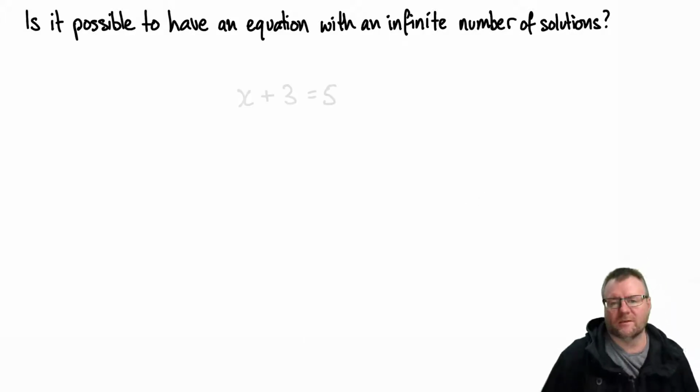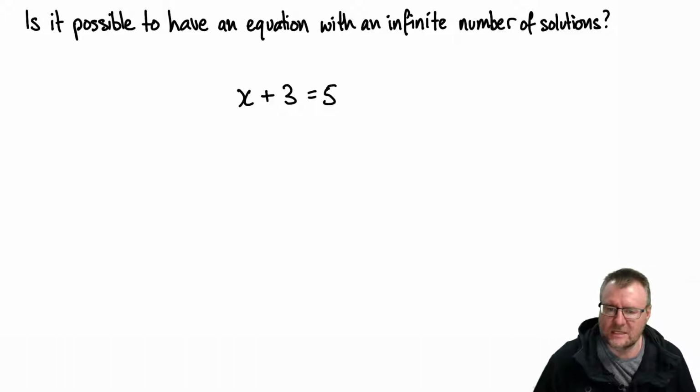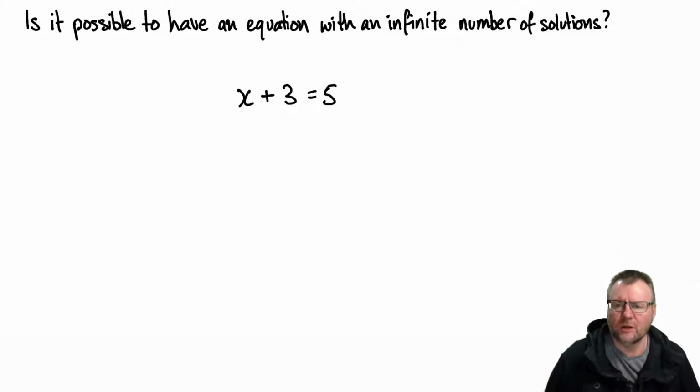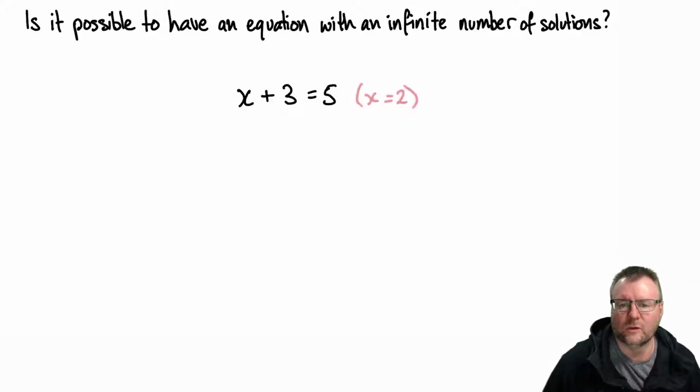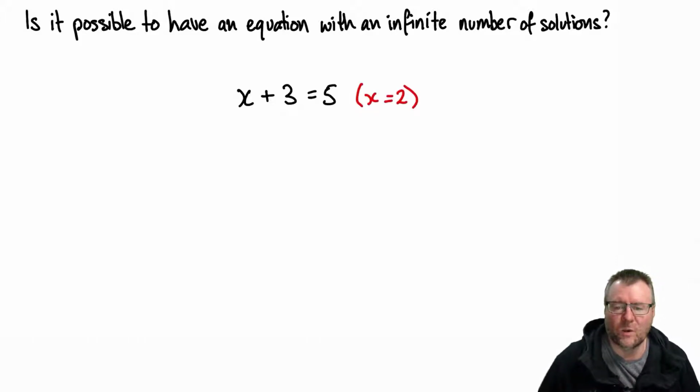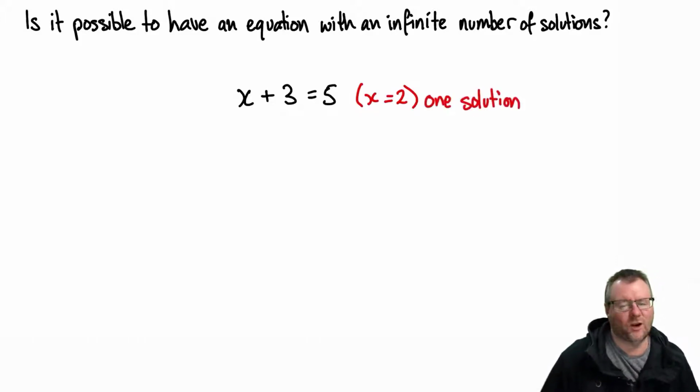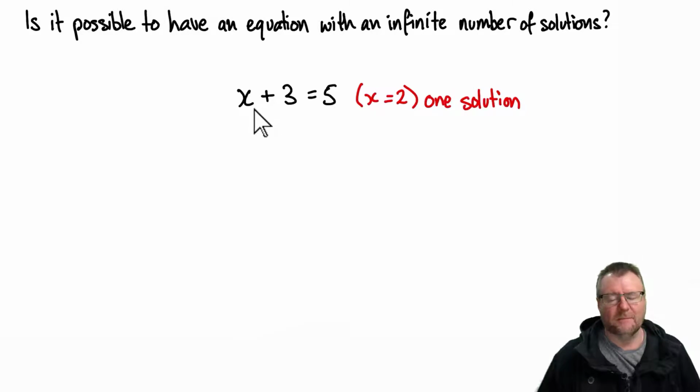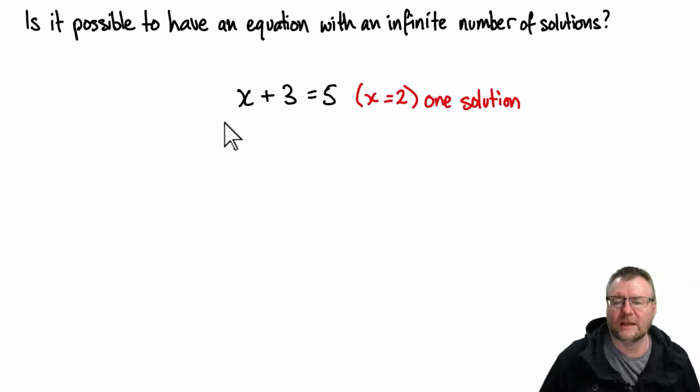So we've been doing some simple ones like this, right? X plus 3 equals 5. You can look at that and just see that X needs to be 2 to make that true. That's the solution to that equation. And there's only one solution. There's only one number that makes that true. No other value could go in there and make the left-hand side equal to 5.